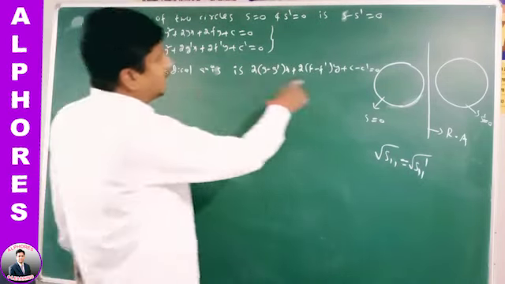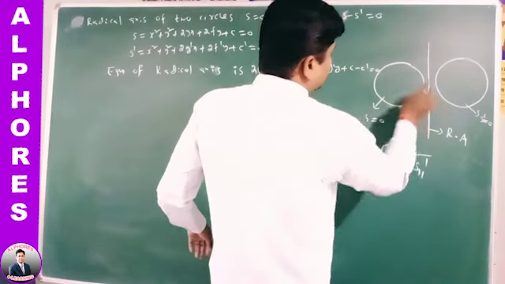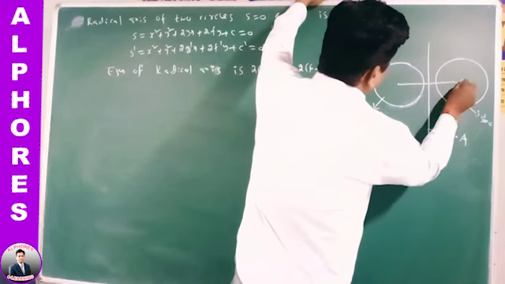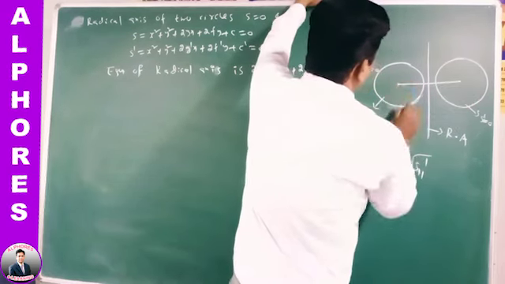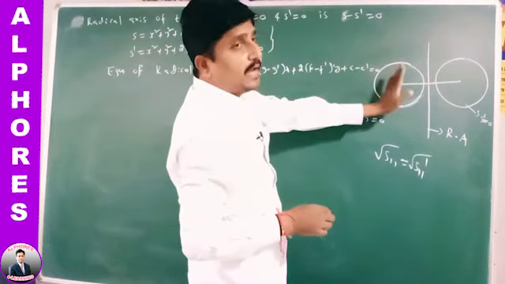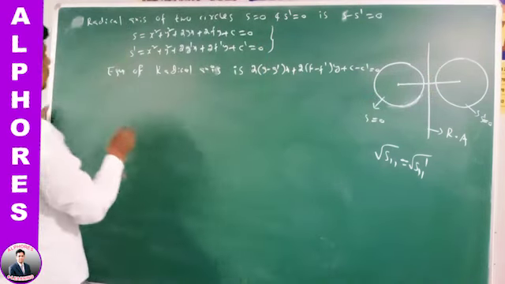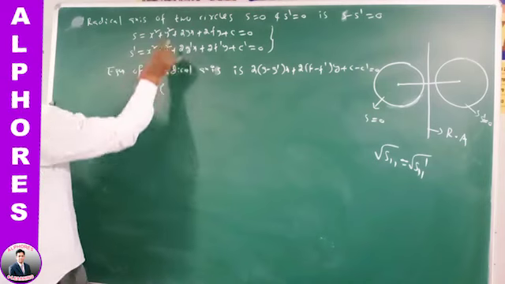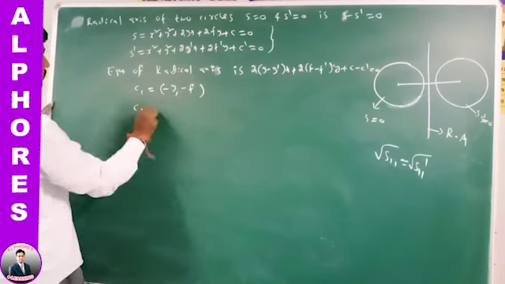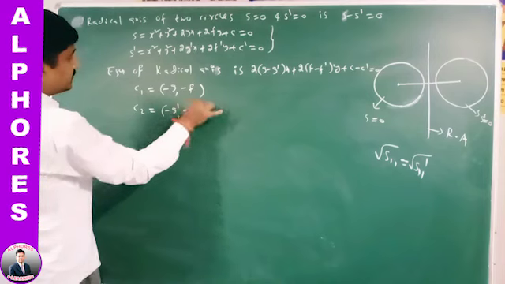also, this is the radical axis of these two circles, and the radical axis of the two circles is perpendicular to the line joining the centers. Here the center of the circle is what? The center of the circle is C1. Suppose C1 = (-g, -f). Next C2, the center of this circle, (-g', -f').